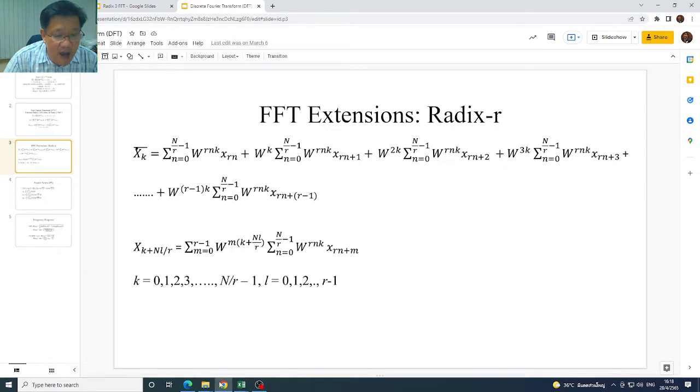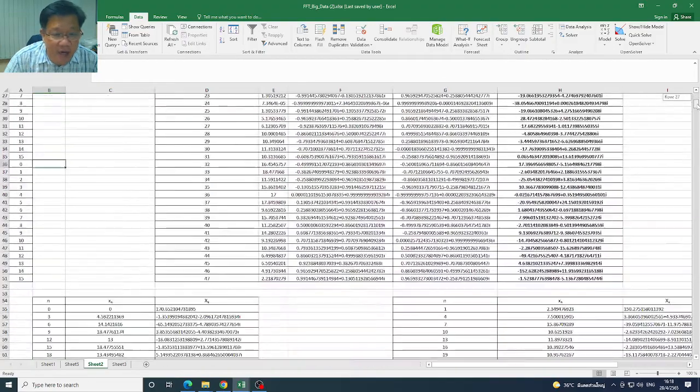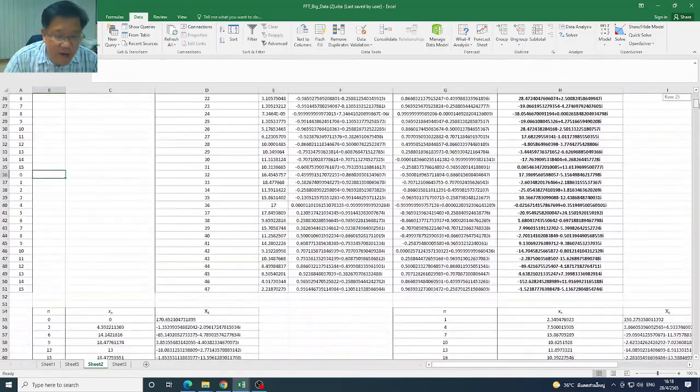Okay, and our Excel, in the second sheet here, is a demonstration of Radix-3 for a very small problem of 48. We're going to explain it to you in the next script.